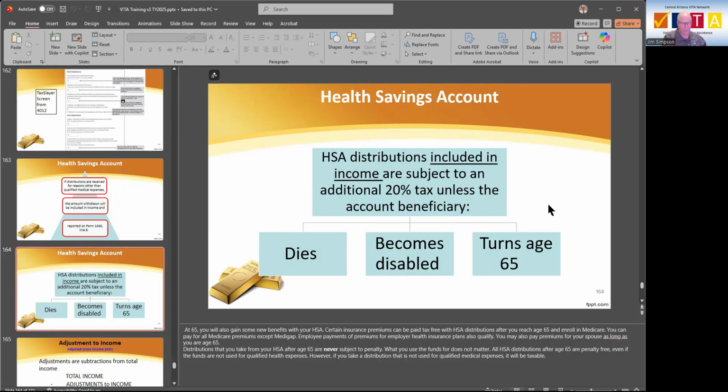That 65 just kind of cued me to another thing. You generally cannot have a health savings account after you turn 65. You can have the existing health savings account. You can't make any more contributions after you turn 65. Okay. Now, there is something called a Medicare savings account. Again, I think I know that that's out of scope for us.